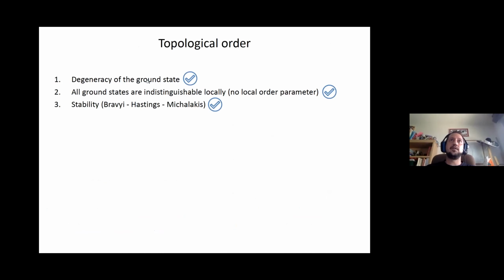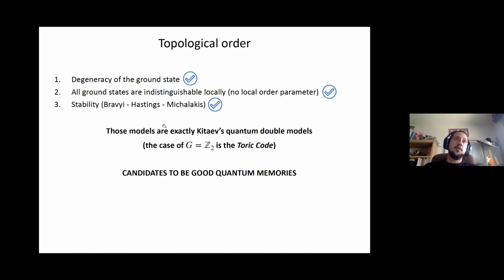So we have a degeneracy of the ground state. All ground states are indistinguishable locally, and there is therefore no local order parameter. And these things are stable. Okay, this is a much deeper result due to Bravyi, Hastings, and Michalakis that shows that topological models are stable under perturbations. And exactly the models that I just described in these tensor network pictures are exactly the quantum double models that Kitaev described in his very famous paper about quantum computation by anyons, in which he described the toric code.